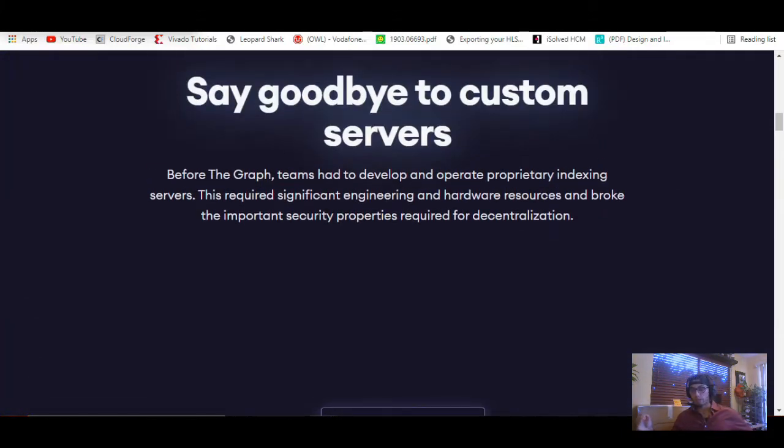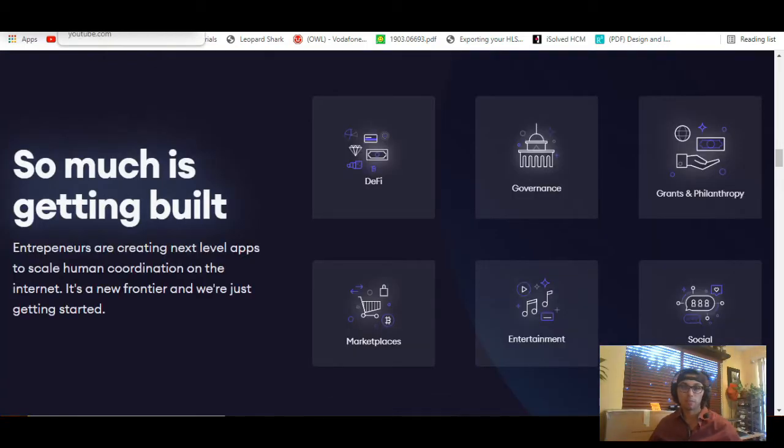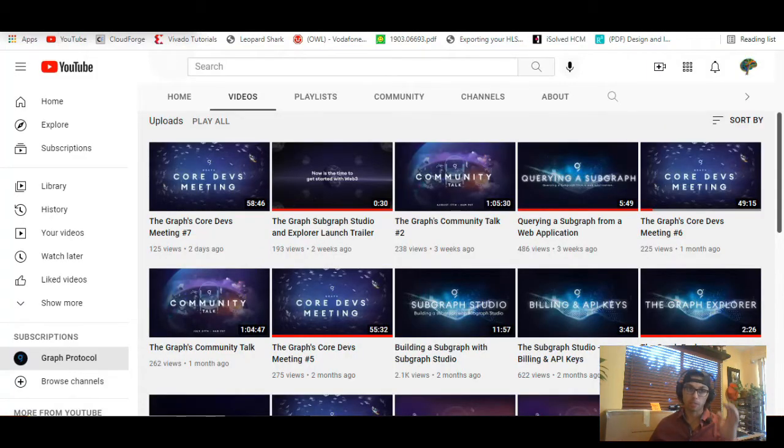So originally when the graph was started off, they were hosting these subgraphs on their server as a centralized server, from my understanding. And recently, within the last 2 months, they actually have a video, I believe, announcing that they're migrating these subgraphs, or making them capable to migrate, to a distributed network. So much is getting built, and I do think there is a lot getting built. I'm going to back up for a second, and we'll come back to this.